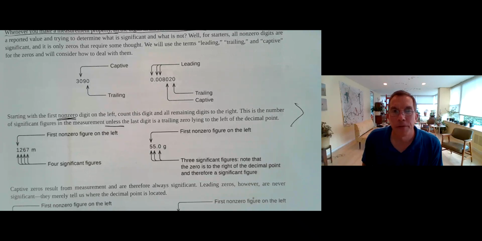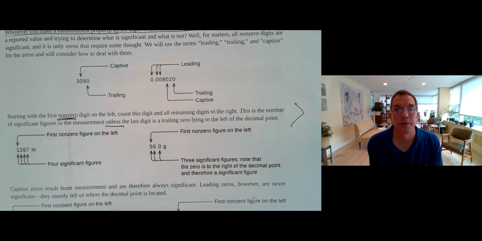If I got up in front of the class and I said to you, we're going to learn about significant figures. Starting with the first non-zero digit on the left, count this digit and all remaining digits to the right. This is the number of significant figures in the measurement unless the last digit is a trailing zero lying to the left of the decimal point. Would you understand that? Did you understand it when you read it the first time? I didn't. I had to go back and take it apart.